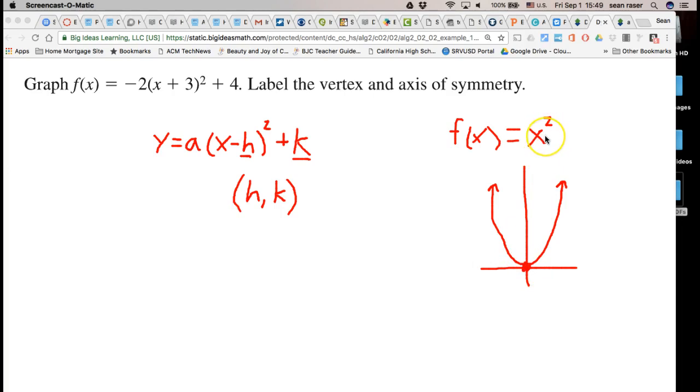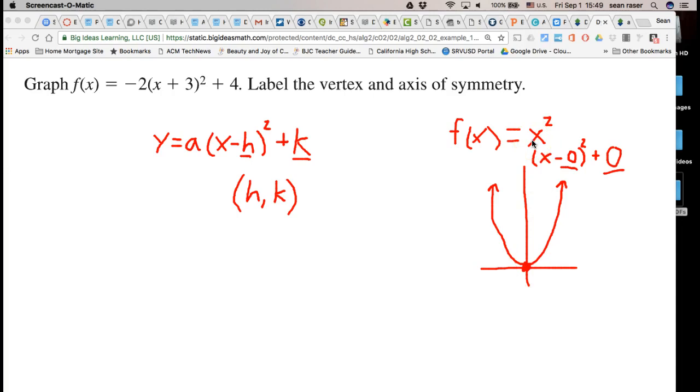Now here, if we look at our parent function, remember, we could just rewrite this. This is just the same as x minus 0 squared plus 0, right? x squared and x minus 0 squared plus 0 are the same thing. And you see we get the coordinates of our vertex, 0, 0. That's the origin. So that's our parent function.